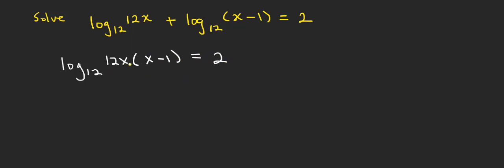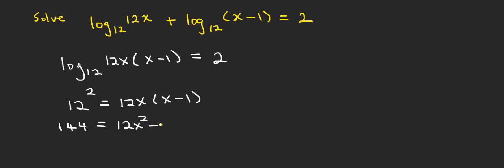Now, in order to solve for x, we're going to change to exponential form. So the base is 12, the exponent is 2. That should equal 12x times x minus 1. Now all we've got to do is solve for x. So 12 squared is 144, equals 12x squared minus 12x. So this will be 0 equals 12x squared minus 12x minus 144.